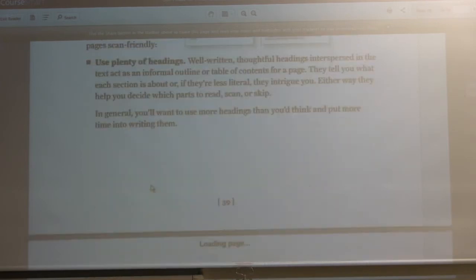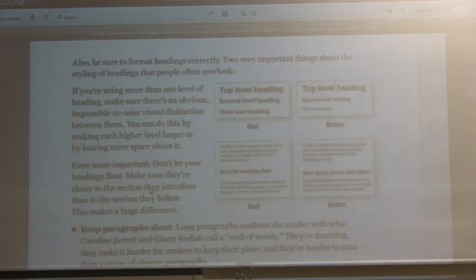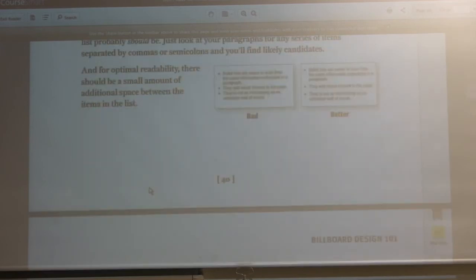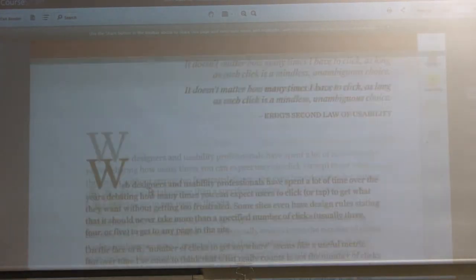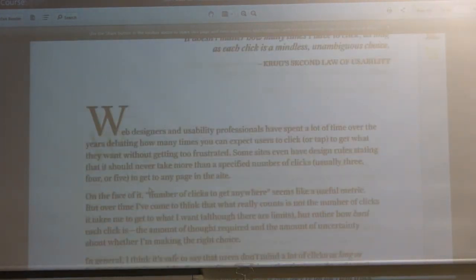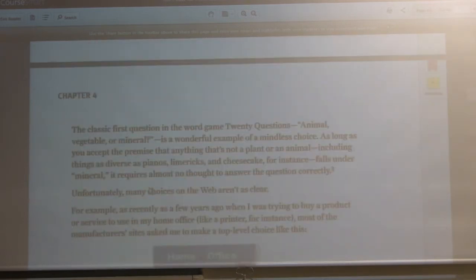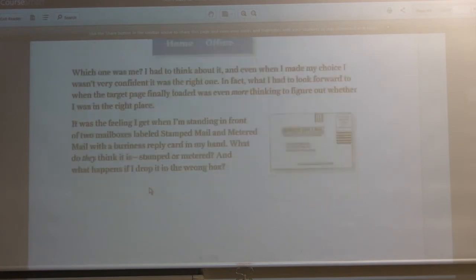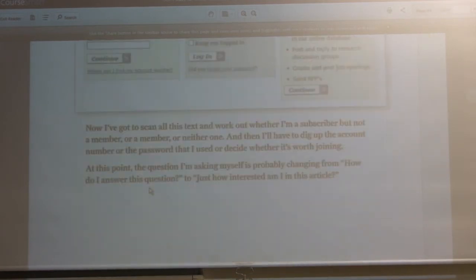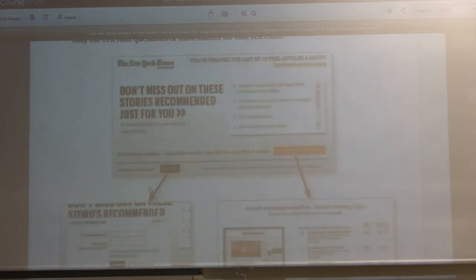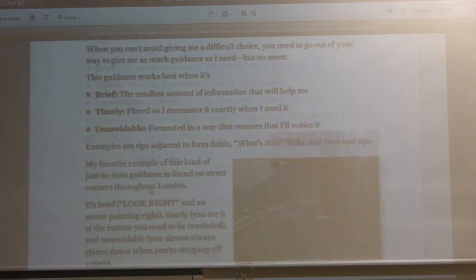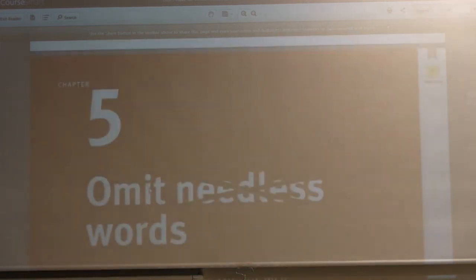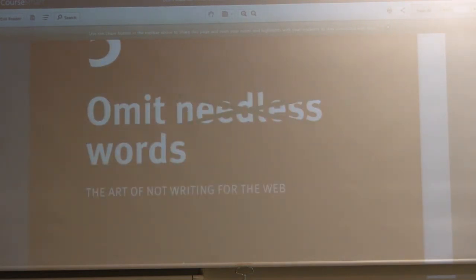Be well organized, avoid clutter. Highlight key terms. And he says it doesn't matter how many times you click as long as each one brings you closer to where you're supposed to get. If you need assistance, make it brief and timely, not well in advance. And I think this is the most important, probably one of the most important chapters in the book.